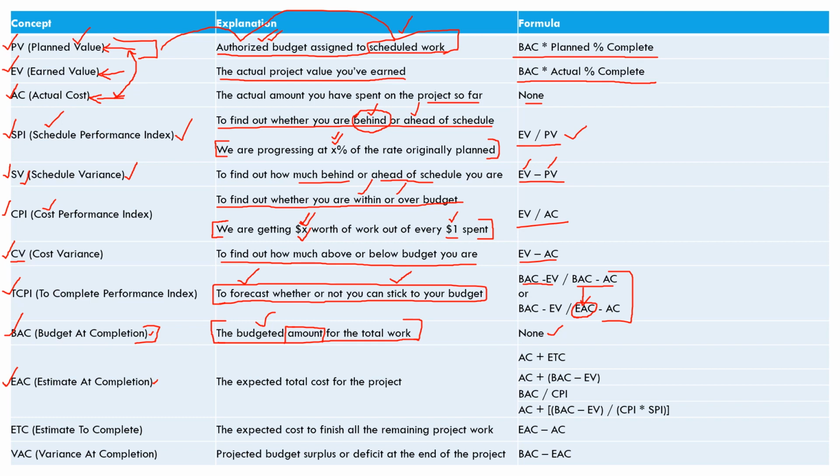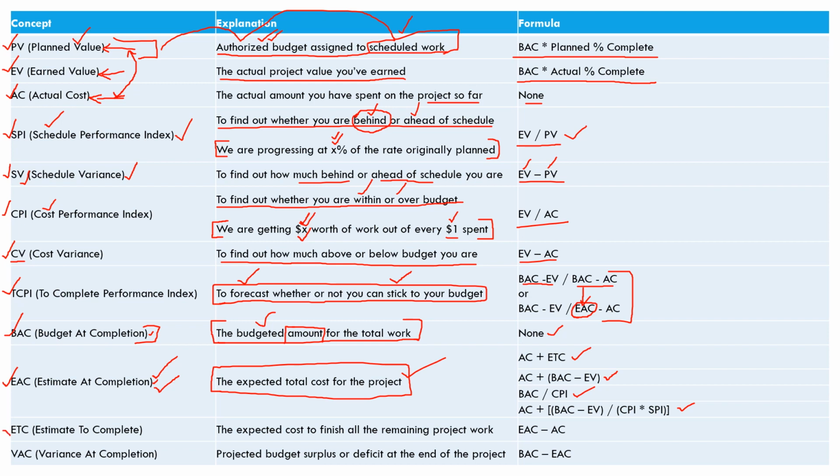EAC, the estimate at completion, the expected total cost for the project. And this is extremely important. That is why you have 4 different formulas for it, because at any point in time, you as a project manager should have a fair idea of what the estimate of your project at completion is. The formulas are AC plus ETC, AC plus BAC minus EV, BAC by CPI, and AC plus BAC minus EV divided by CPI into SPI. So these are the 4 different formulas. But again, in one line, what is estimate at completion? EAC is the expected total cost for the project.